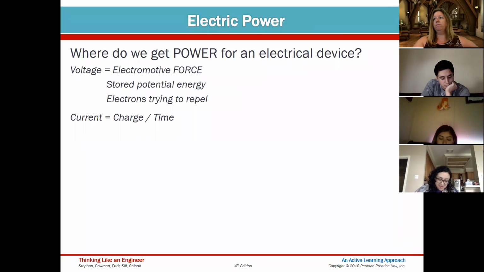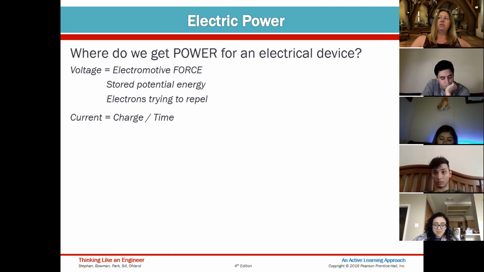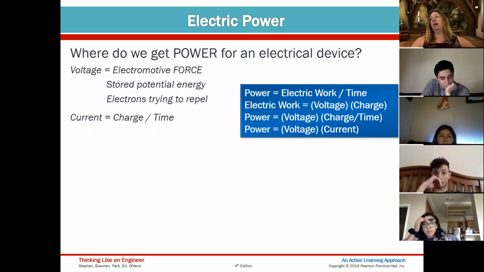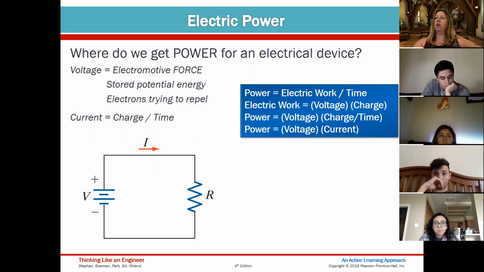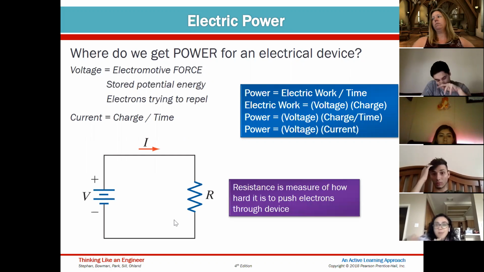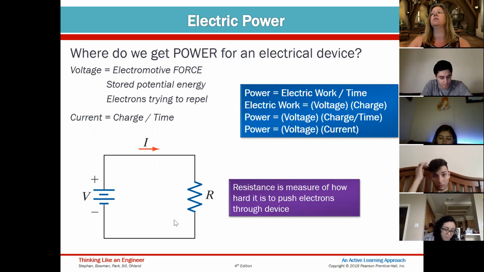or P equals V times I is our equation there. Getting power for an electrical device is really just your stored potential energy, or electrons trying to repel throughout your circuit. So again, electric power is that voltage times your current. We have our voltage here with our current that moves from the positive to the negative through some form of resistance, and this is where Ohm's law comes into play: V equals IR. Your resistance is a measure of how hard it is to push those electrons through a device.